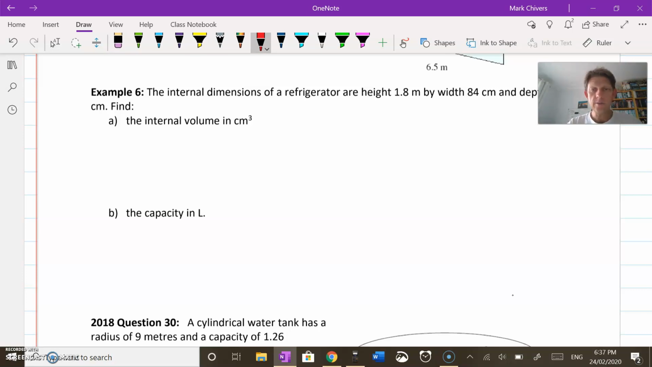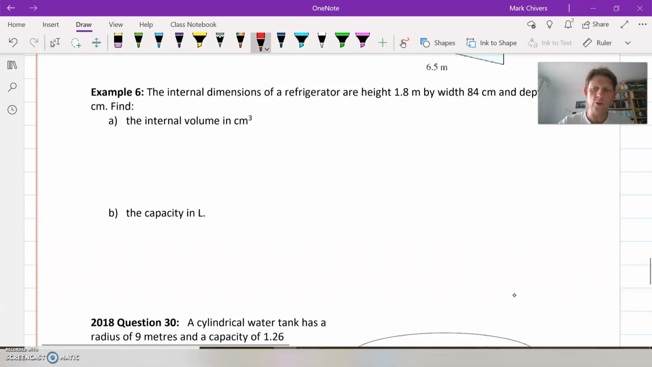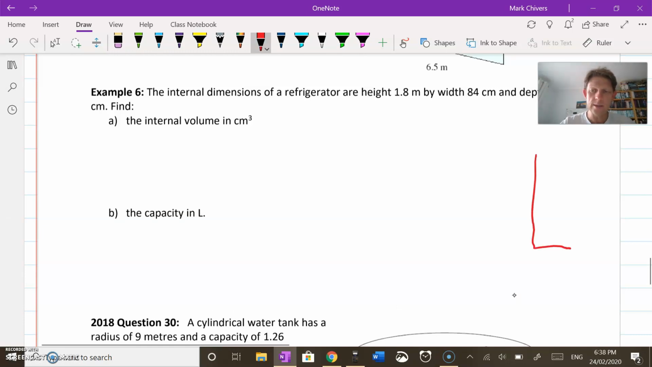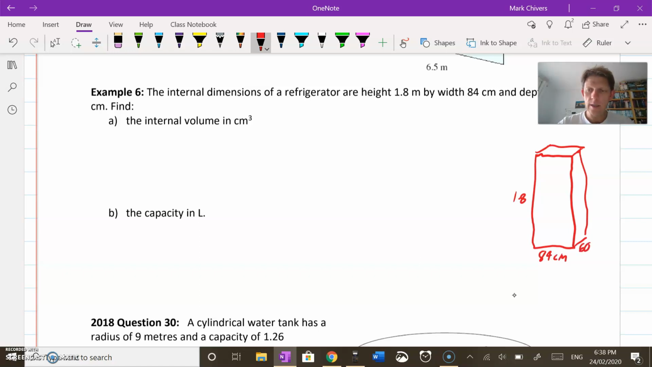The internal dimensions of a refrigerator, 1.8 meters high by width of 84 centimeters and depth of 60 centimeters. I know that technically fridges aren't rectangular prisms, but we can sort of assume a rectangular prism in this case. So I've got myself my trusty fridge there, and I've got a depth of the fridge. Almost looks as bad as my fridge at home. So if it's a height of 1.8 meters, it's got a width of 84 centimeters, and it's got a depth of 60 centimeters.